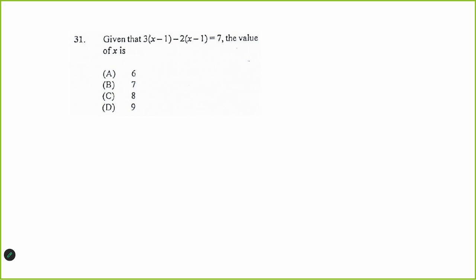Alright, let's do this one. That is 3x minus 3 minus 2x plus 2 is equal to 7. So it would be x minus 3 plus 2, which is minus 1, is equal to 7. So x is equal to 7 plus 1, so x is equal to 8. So the answer here is 8.